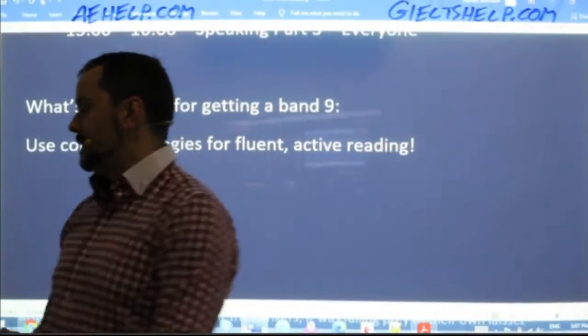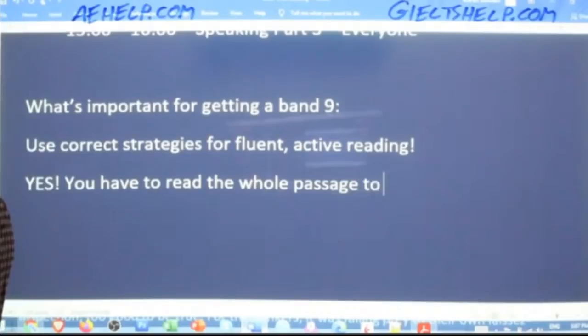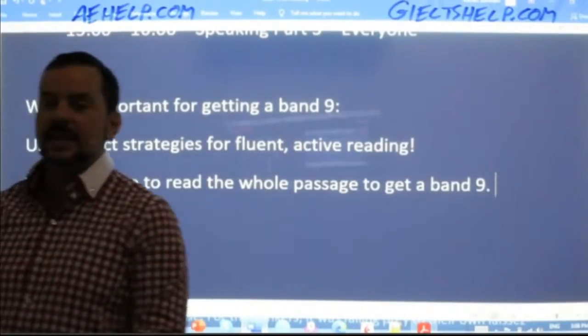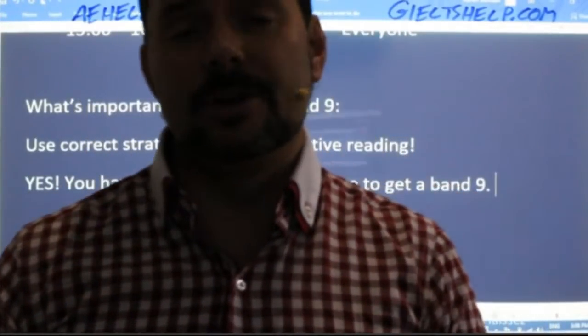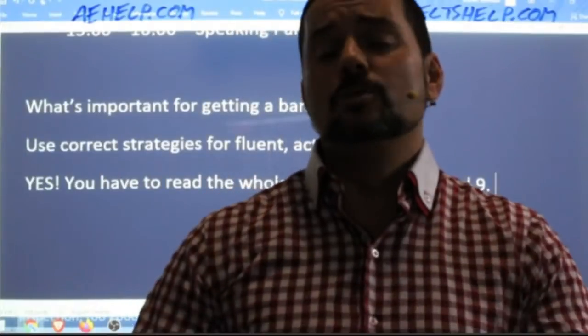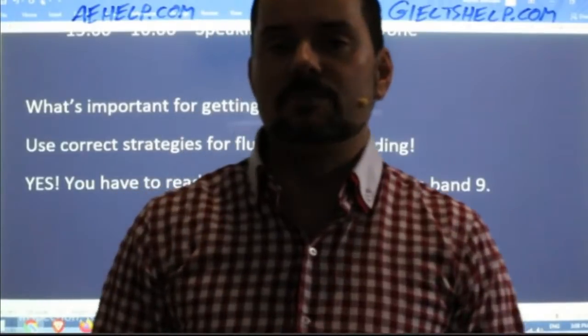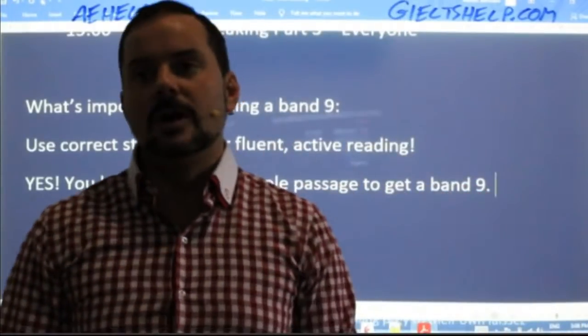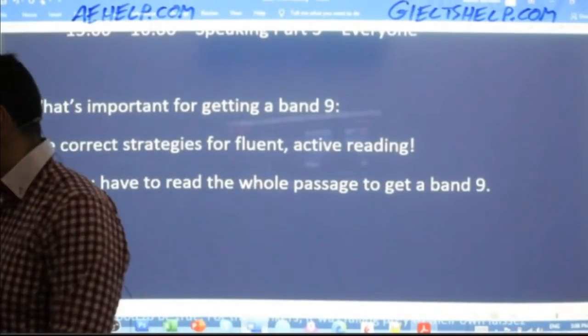Okay, and for a lot of people who are not sure about this, you have to read the whole passage to get a band 9. I can basically say it's impossible to get a band 9 unless it's like winning the lottery where you just get super, super lucky, but nobody ever sits an exam the same way that you play the lottery. So you have to read the whole passage to get a band 9.